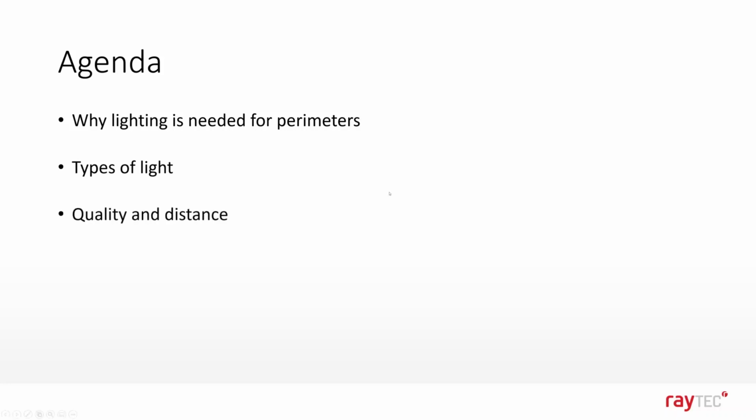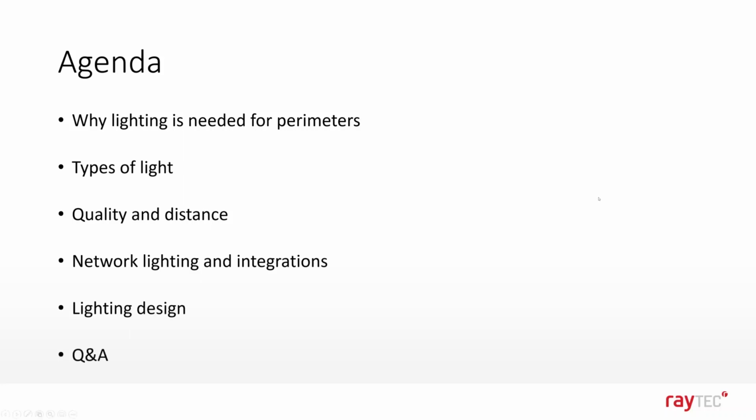So we'll just quickly go through the agenda on what we're going to cover. We're going to cover why lighting's needed for perimeters. We're going to look at the different types of light available and why you might choose one over the other, how one can complement the other, and so forth. We're going to look at the quality and distance and how they affect each other. We're going to look at network lighting and the integrations available. We're going to go through the light and design tools, and finally we'll go through the questions and answers as well.